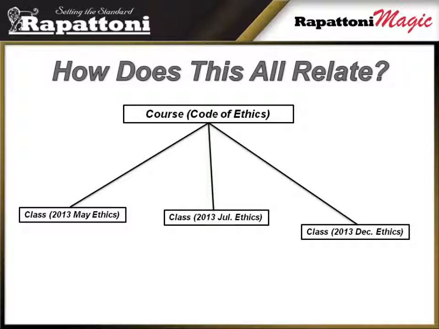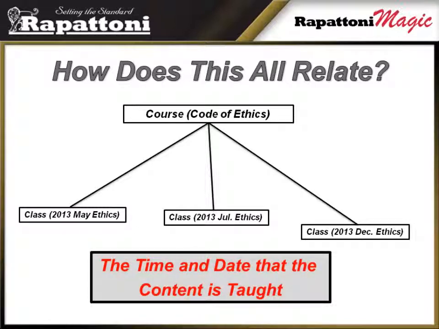Now the class is the instance, like the time, the date, or even the place where the instructor will be teaching the content. So in this case, we have a course, which is code of ethics, but for that course, we're actually going to have an ethics class in May, as well as in July and December. Again, the class is the time and date that the content is taught. So again, those are very specific definitions, and we do not want to interchange them.